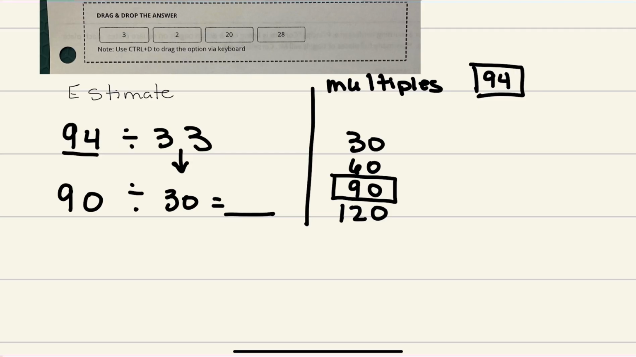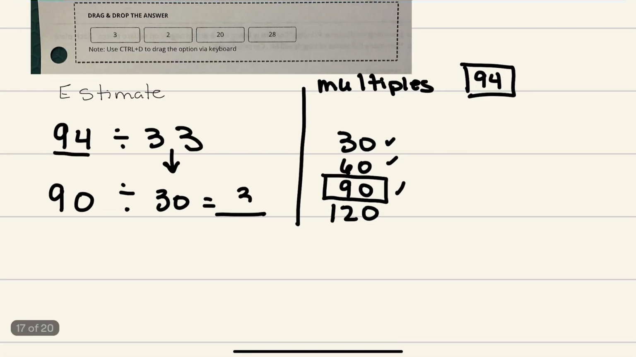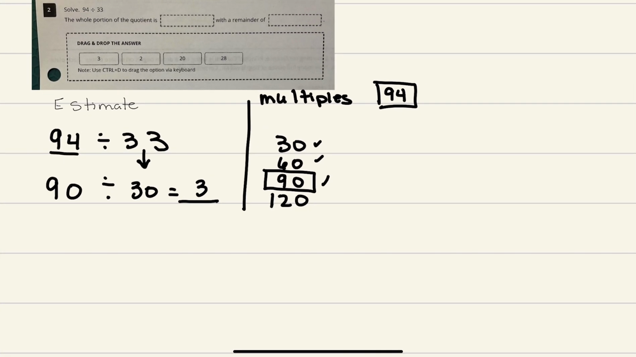So now I have 90 divided by 30. All I have to do is say it took me 1, 2, 3 times to get there. So that tells me that I can get about 3 groups for my regular division. So now I'm going to set up my division with the standard algorithm, and I'm going to use my original numbers, so my 94 and 33.